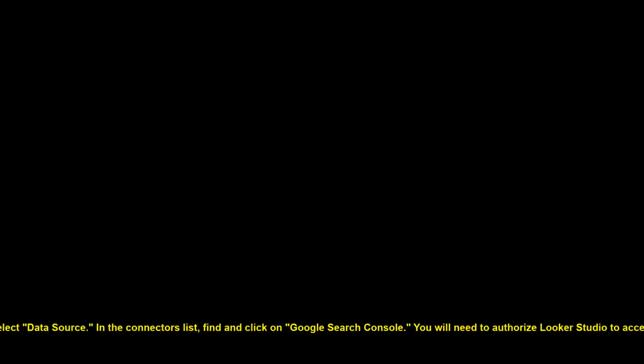Next, navigate to the Looker Studio website. Once there, click on the Create button located at the top left corner. From the drop-down menu, select Data Source. In the connectors list, find and click on Google Search Console. Follow the prompts to grant the necessary permissions.